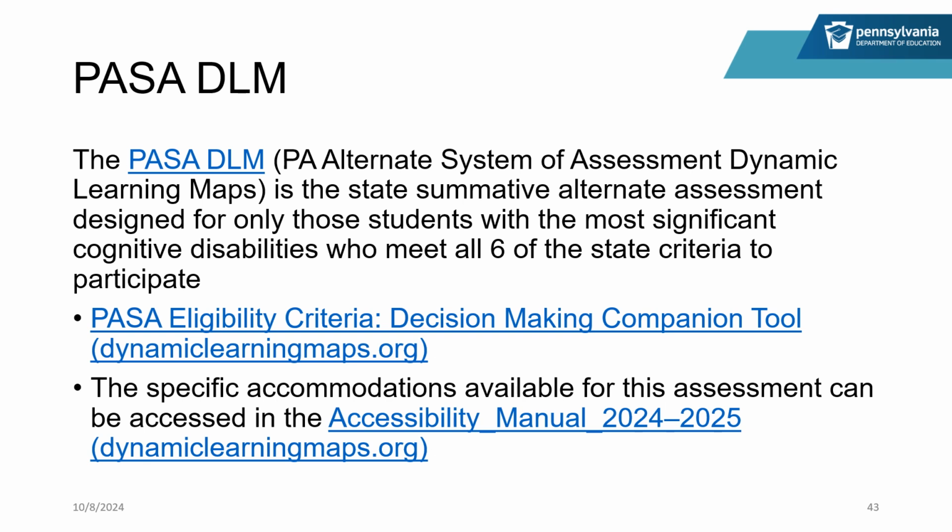The PASA DLM is the state alternate assessment designed only for students with the most significant cognitive disabilities who meet all 6 of the state's PASA eligibility criteria. A link to the state's PASA eligibility criteria is provided on this slide. Accommodations specific to this assessment can be accessed in the PASA DLM Accessibility Manual.